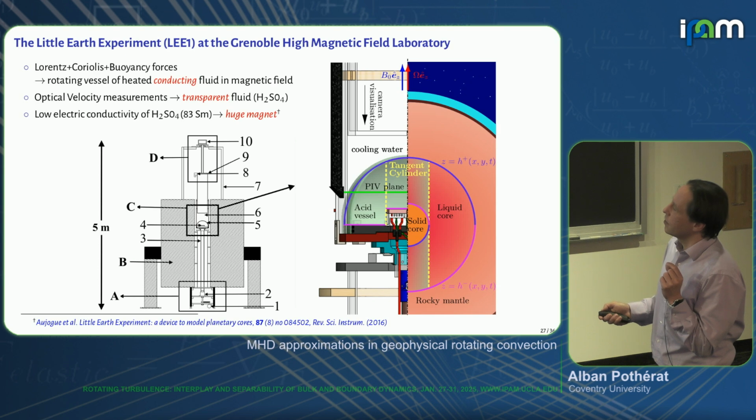And so I have a tangent cylinder that develops exactly here. Okay? So we measure our velocities mostly in that region at 2 different heights, one close to the heater and one close to the top.